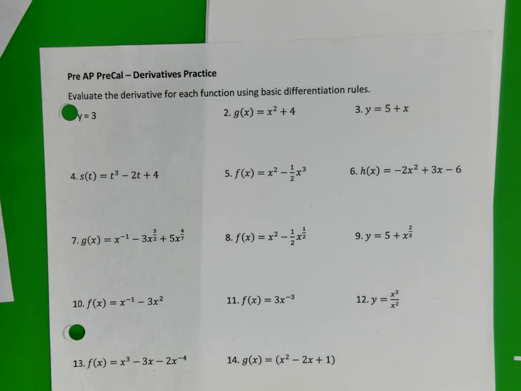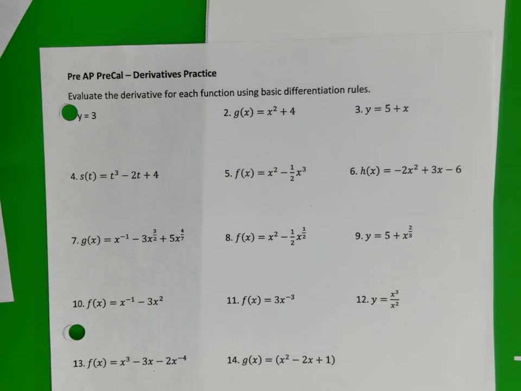Number 5, Scotty, what is f prime of x equal to? F prime of x. On number 5, what is the derivative of this? 2x minus x squared. Very good. 2x minus 3 halves x squared. Number 6, h prime, Alyssa, is equal to what? Negative 4x plus 3. Very good.